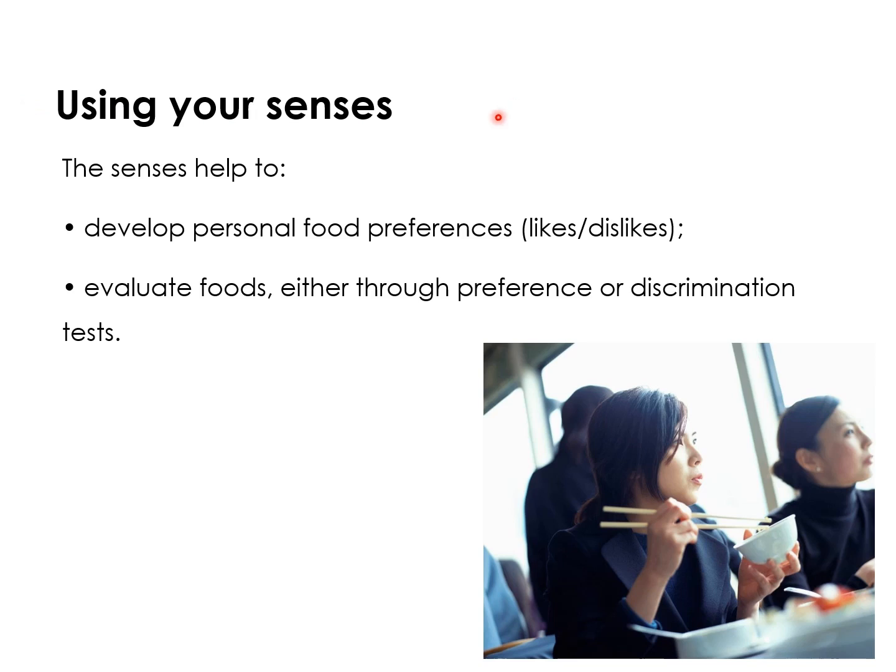Using our senses, we can develop personal food preferences. According to our senses, there are likes and dislikes: smells that we like and smells that we don't like. And according to that, we can evaluate foods either through preference or discrimination tests.